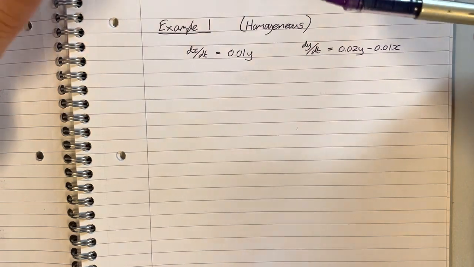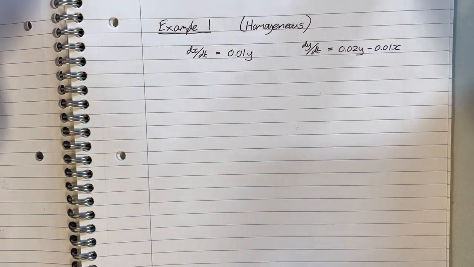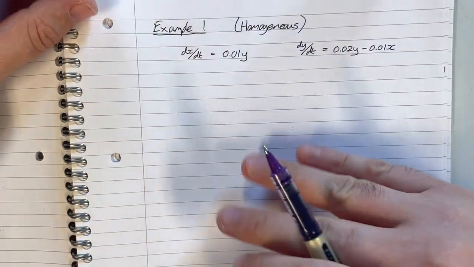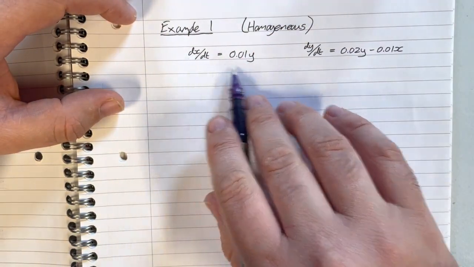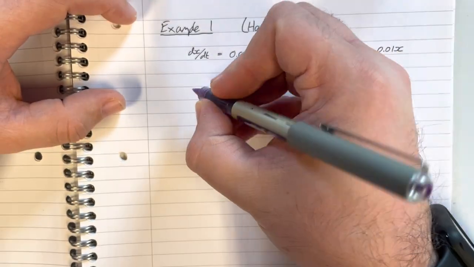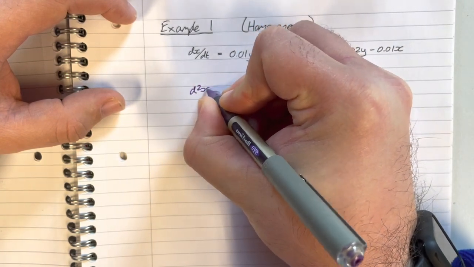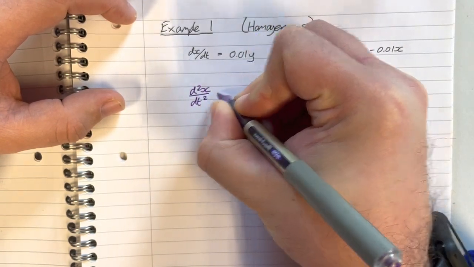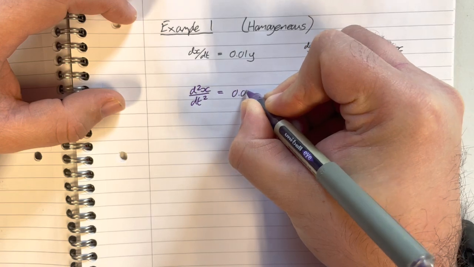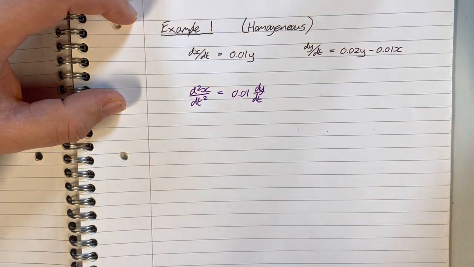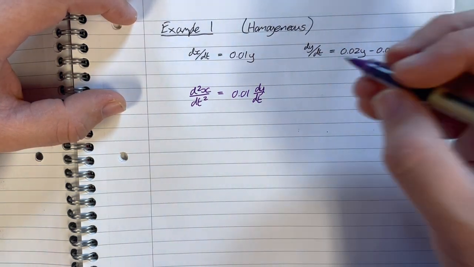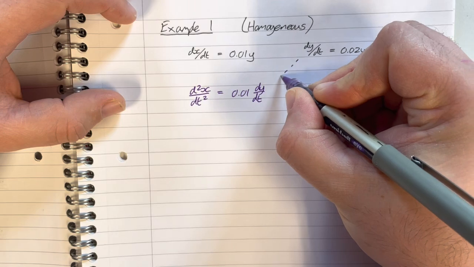Okay, so again, I'm just going to eliminate y, but again, the question will be specific as to what it wants you to do. So to do that, I'm going to differentiate this first equation with respect to t. So I'm going to get d2x/dt squared equal to 0.01 times dy/dt. Okay, so I've differentiated the first equation with respect to t. I now plug in the other one.